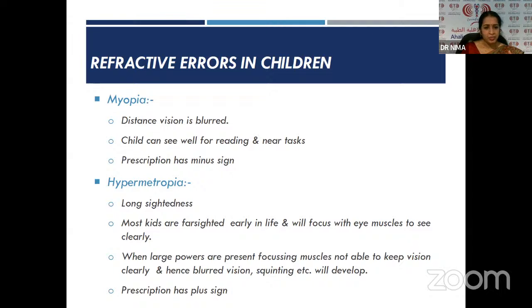Then hypermetropia, which is actually less common. It is long-sightedness, that is, the child cannot see near things clearly. Distant vision is good. Most of the kids are actually far-sighted early in their life, and they will focus with eye muscles to see clearly. But when large powers are present, the focusing muscles are not able to keep the vision clear, and then there will be a problem. In those cases we need to prescribe, and we give the plus glasses.